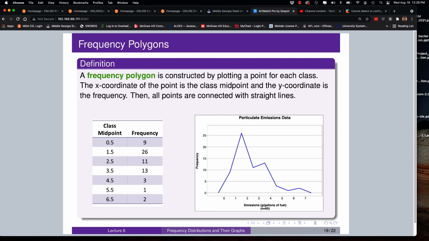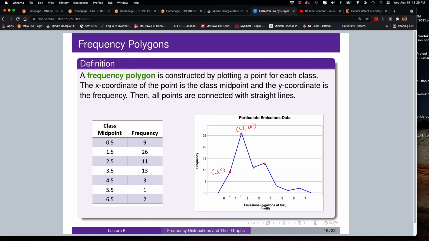I don't think it's a very good usage of a line graph, but if you go to about 0.5 here, you go up to where that little bend, the little hook or little elbow is between the lines where they change direction slightly, and that should be 0.5 comma 9. This next one should be at 1.5, and that should be at the height of 26, and so forth and so on.